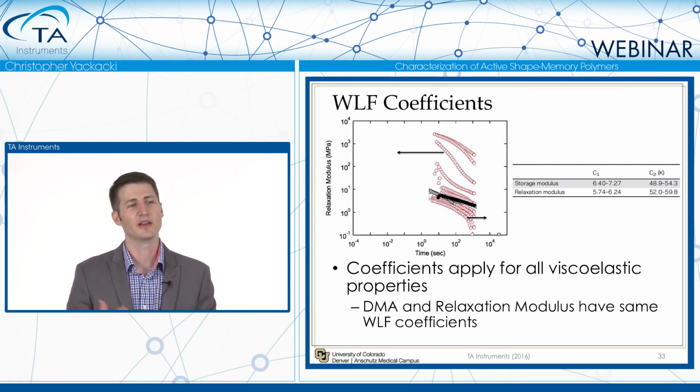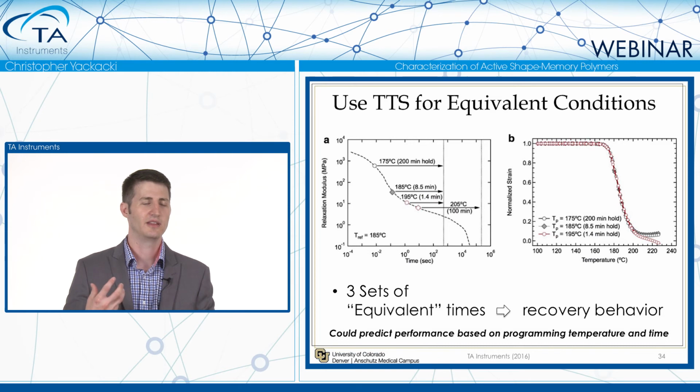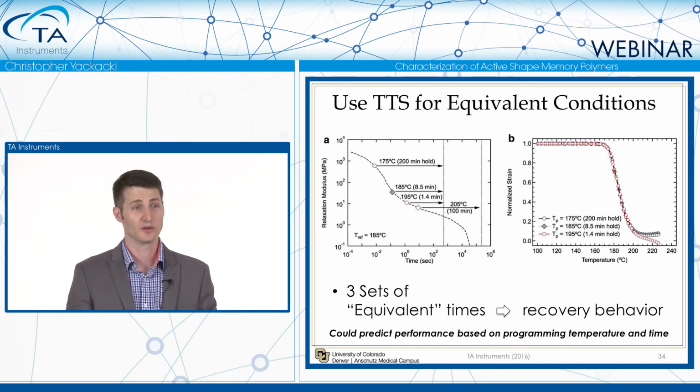We like to run this test a little bit nicer because you can really see where it dropped off. At very high times, or equivalently high temperatures, you can see that it is a thermoplastic polymer. The modulus goes to zero at high time, or you could think of it as high temperature. After creating these master curves, we used the relaxation modulus master curve, because I thought that one looked pretty nice. You can use them to predict equivalent conditions.